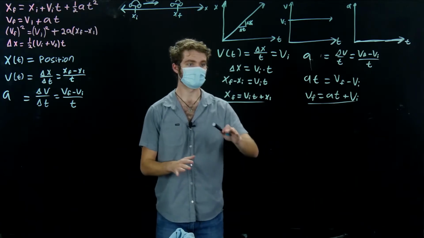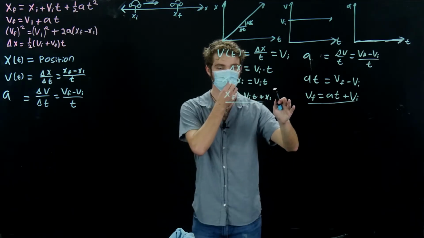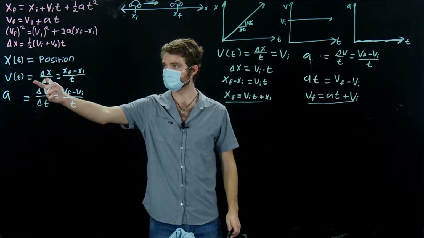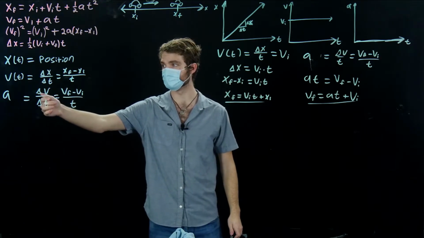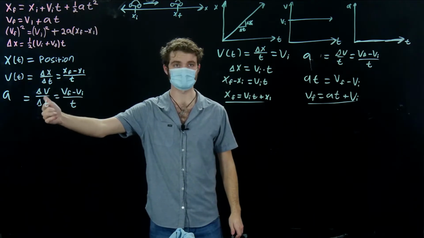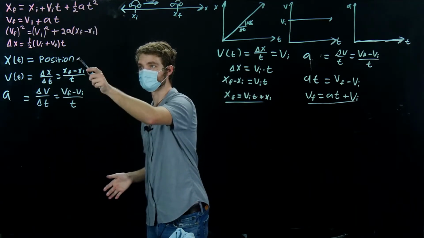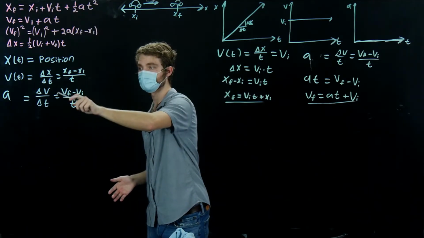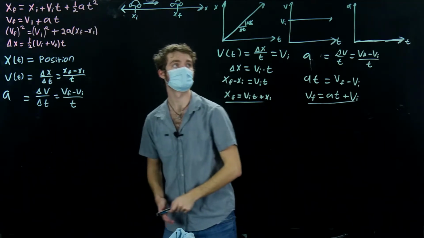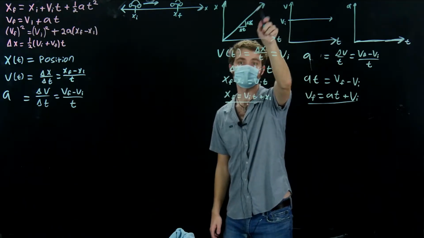So thinking about this logically, we said v of t is our change in x for change in time. A is our change in velocity for change in time. So velocity is the slope of this graph, and a is the slope of this graph. Looking at it here, same way.